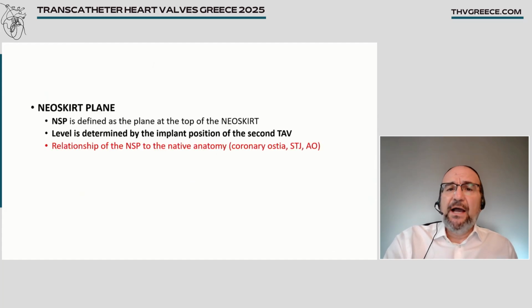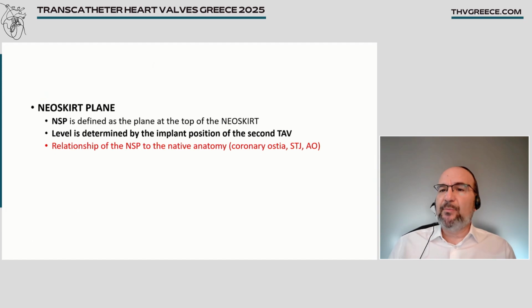So the neo skirt plane is defined as the plane at the top of the neo skirt, and the level is determined by the implant position of the second TAVI valve. So we need to know exactly from the CT the neo skirt plane where we're going to put our second TAVI valve, and also the relationship of this neo skirt plane to the native anatomy: the coronary ostia, the STJ, and the aortic wall.